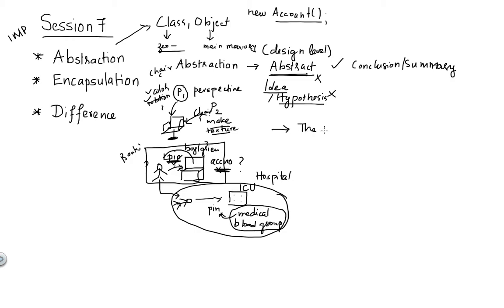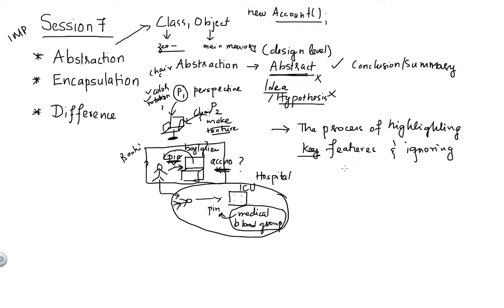The process of highlighting key features. I'm talking about key features, only what is needed, okay, key features, and ignoring unnecessary details or features, whatever you want you can call. That is called as abstraction. Okay, that process of highlighting.